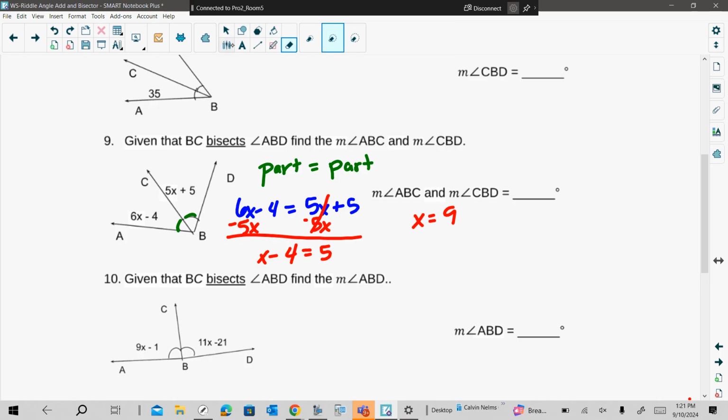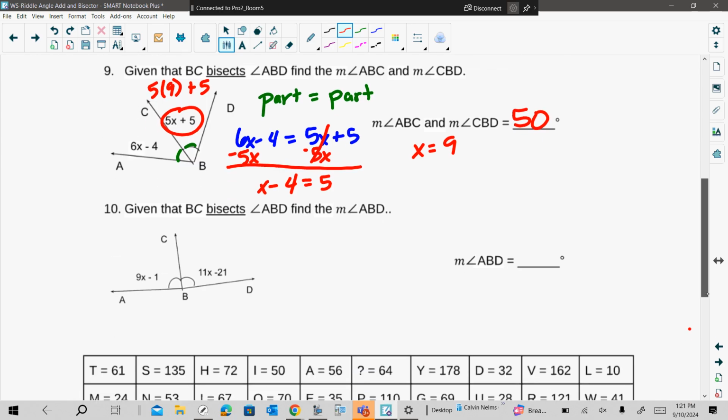x equals 9. And then what do we have to do to get the angle measure? Just plug in. Does it matter which one? No. So which one do you want to do? This one? Yeah, I would do this one. So this is saying 5 times 9, which is 45, plus another 5, 50. And we're done.